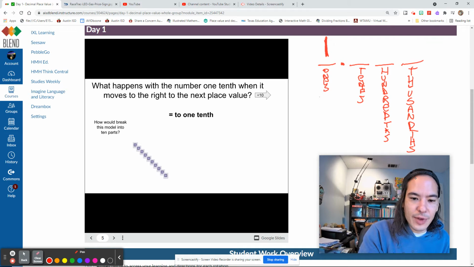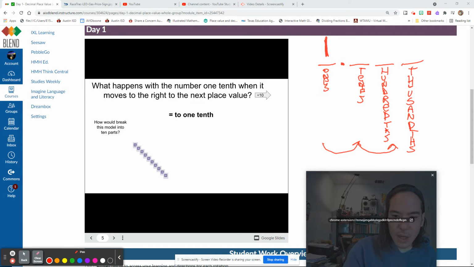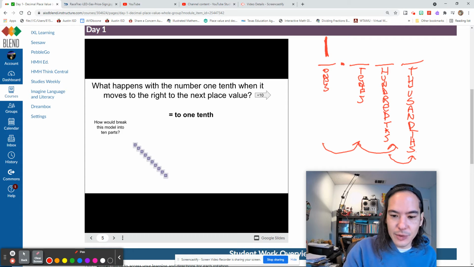All right, so basically every time we're moving this way on the place value chart, we're dividing by 10. I think I messed up when I said this part. So 1 divided by 10 is a tenth. A tenth divided by 10 is 100th. 100th divided by 10 is 1,000th. So remember, every time we move this way on the place value chart, we're basically dividing by 10.